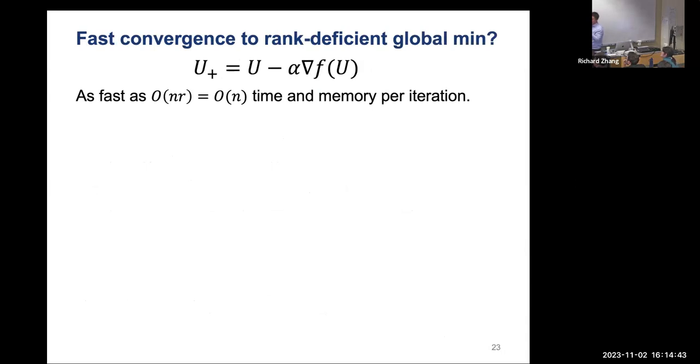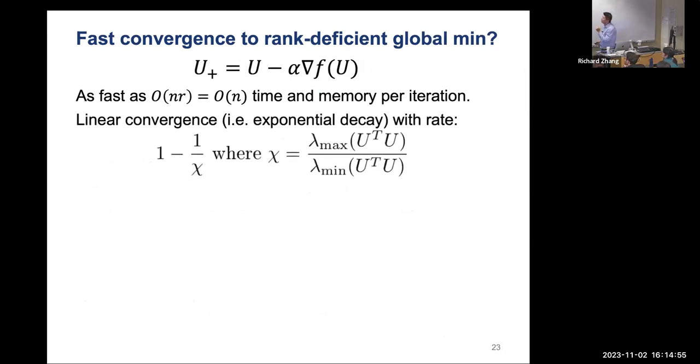Okay, so obviously in the machine learning community, everyone does gradient descent, and gradient descent is really nice here because it's n by r, so each iteration is as fast as order n by r, and that's it. The trouble is that the convergence rate of this turns out, okay, so you have this chi parameter that's also the condition number. That's the condition number of the current iterate. So lambda max of U transpose U over lambda min of U transpose U.